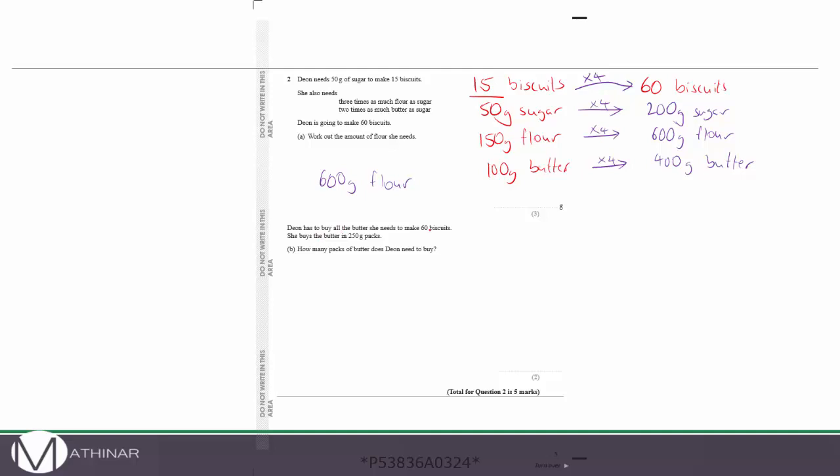Dion has to buy all the butter she needs to make 60 biscuits. She buys the butter in 250 gram packs. So how much butter does she need for 60 biscuits? Well, she needs 400 grams of butter. Now 1 pack will be 250 grams, which is not enough butter for the 60 biscuits. So 2 packs will be 500 grams, which is more than enough butter with a bit to spare. So the answer is 2 packs. Now it's always important with these types of questions, you always want to round upwards.